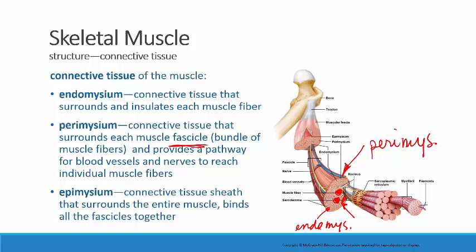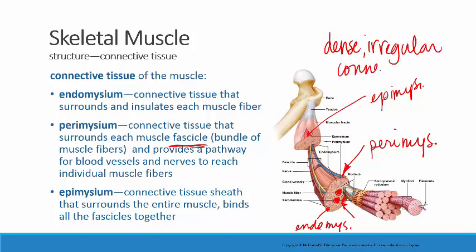And then last of all, the entire muscle is surrounded by a layer of connective tissue called epimysium. And this is a layer of dense, irregular connective tissue. All of these are dense, irregular connective tissue. So they're providing good, strong support. The protein fibers are running in all directions so that they are really cinching down and very tough connective tissue wrappings that both insulate individual cells.